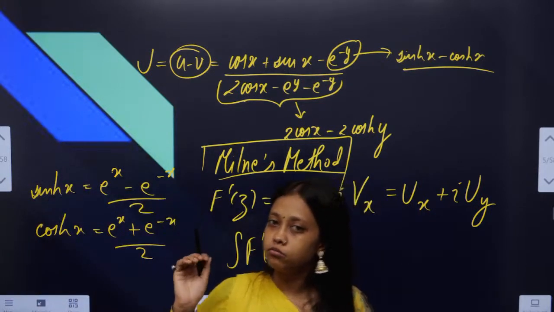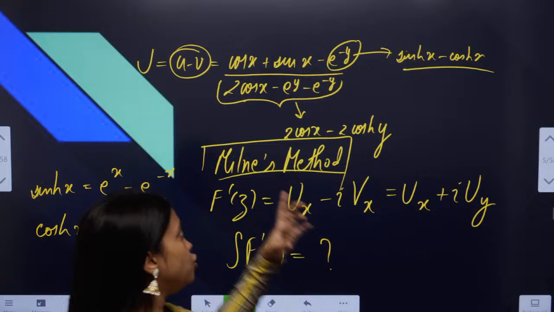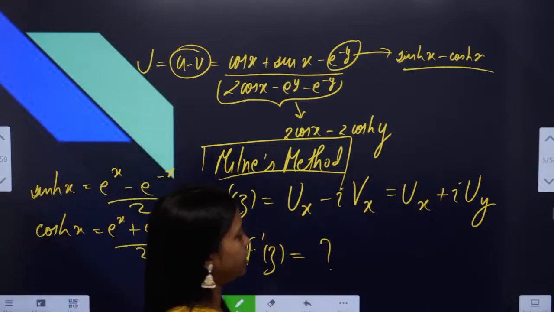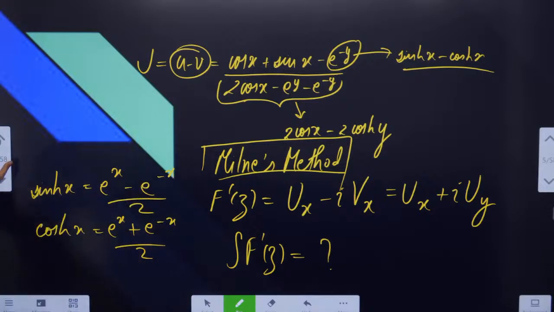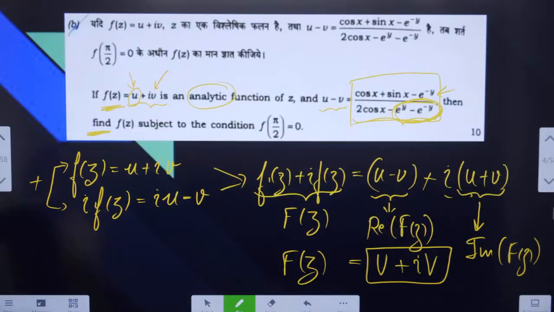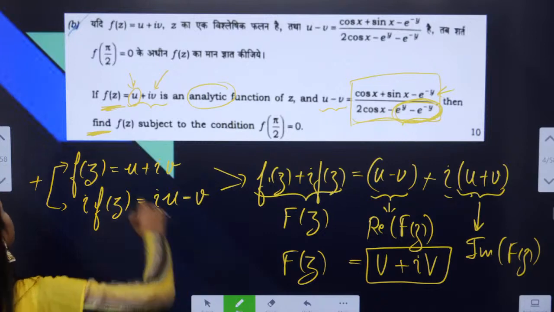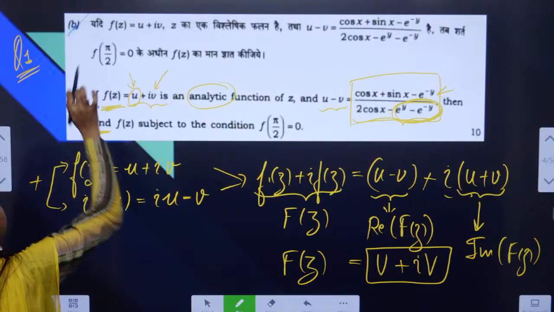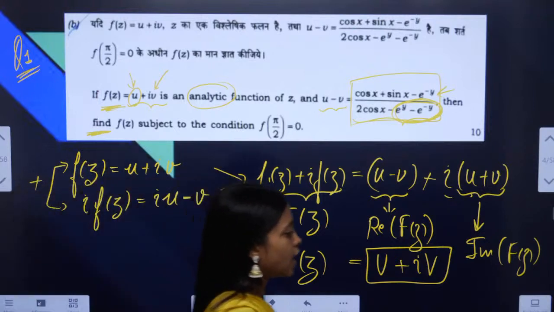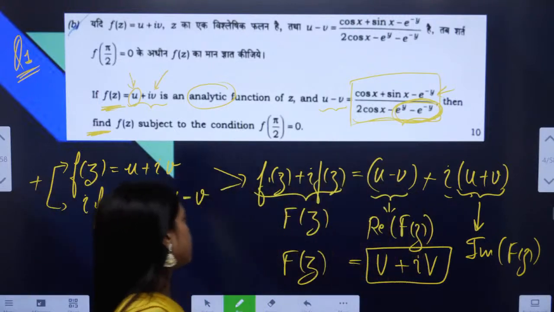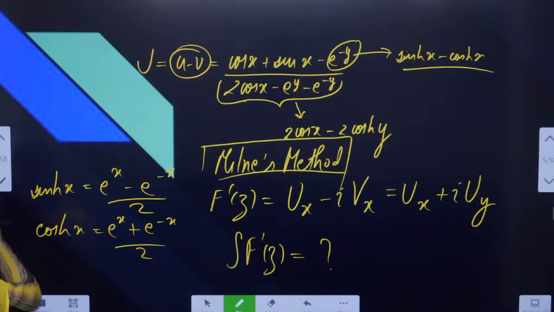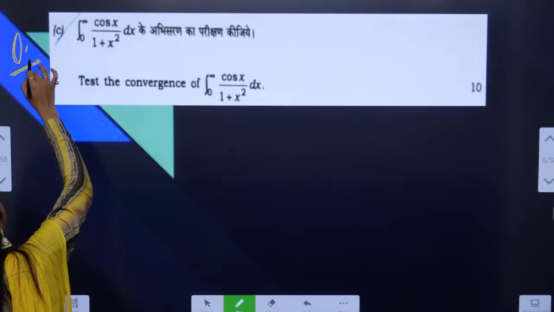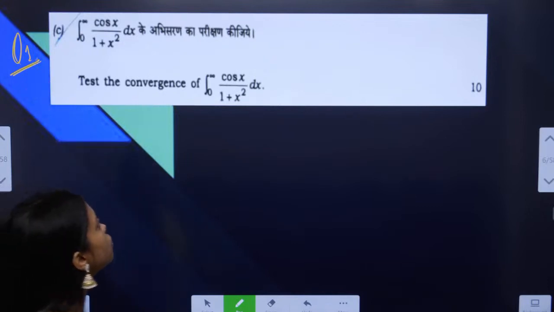Also just reduce the expression u minus v, that will be very useful in the calculations, otherwise it will take some time. So this was question number 1, second part, B part, right, from the complex analysis. Next, again question number 1, C part, test the convergence of integral.